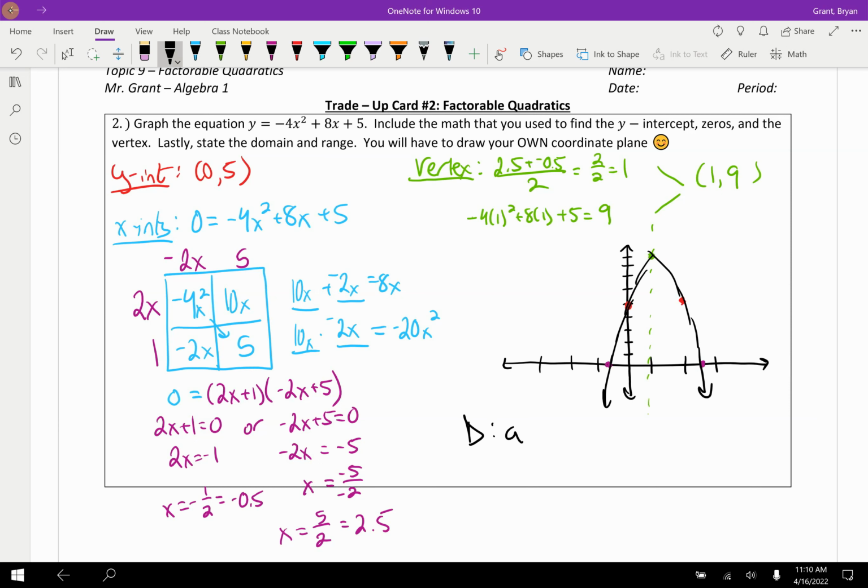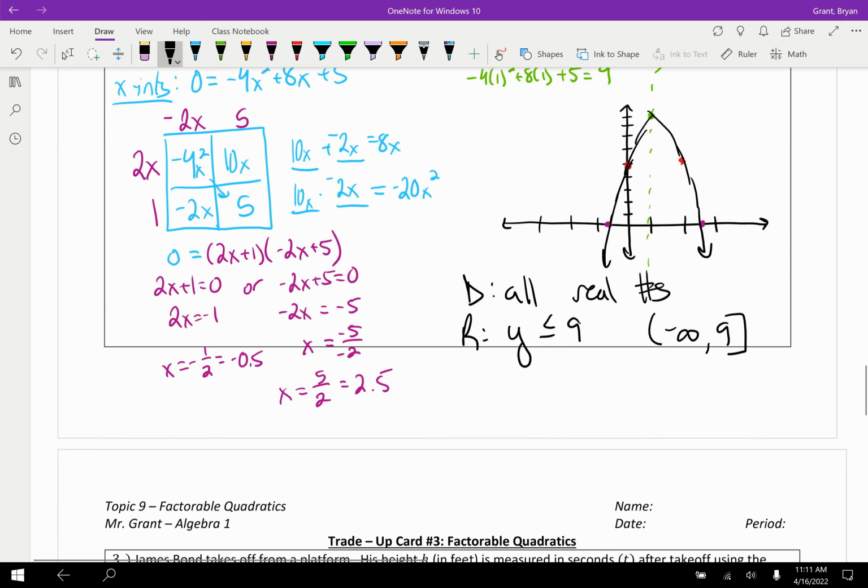Domain, all real numbers. And our range here, because this graph is going down, the highest it ever gets to is 9. So it can be equal to 9, and then it goes down below that, so less than or equal to 9. You could also do that by saying, we always put the smallest number first. You go from negative infinity, so you start down here, and the highest you get is equal to 9.